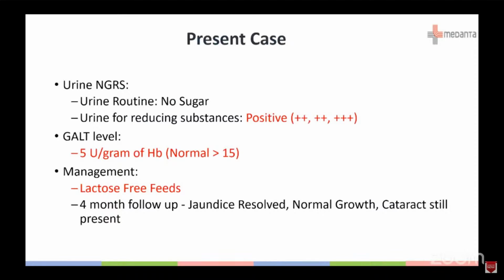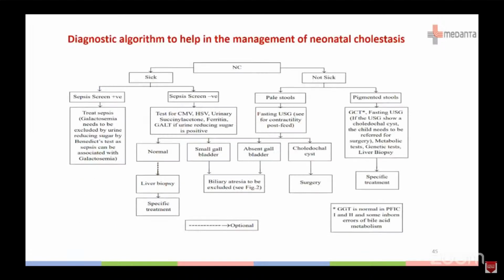In our present case, we got urine reducing substance positive with a GALT level of only 5 units per gram of hemoglobin. The normal GALT level should be more than 15 units per gram of hemoglobin. So we instituted a lactose-free feed for the child, and on 4 months follow-up, the jaundice resolved, the growth pattern resumed, and the cataract is still persistent.